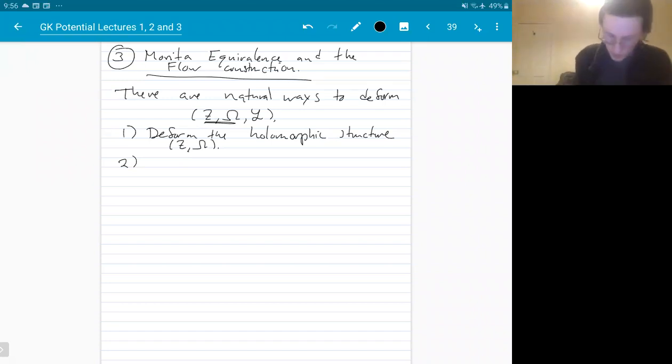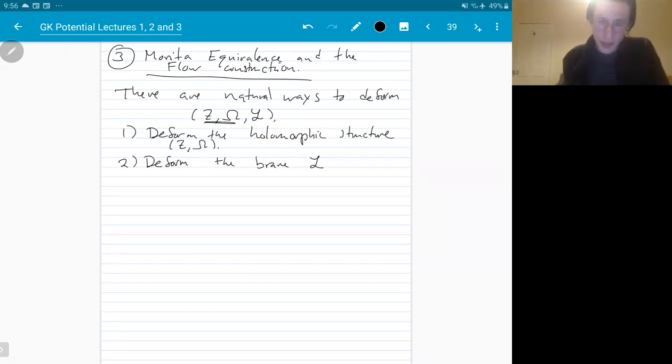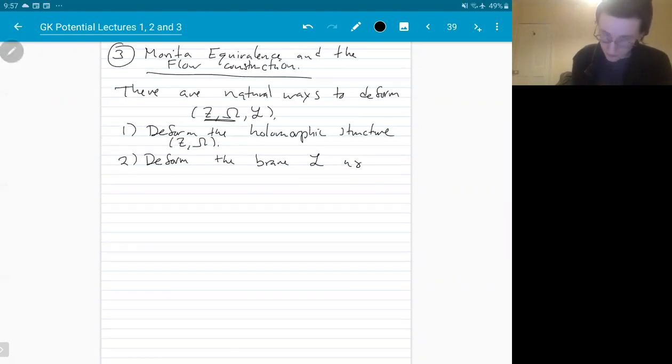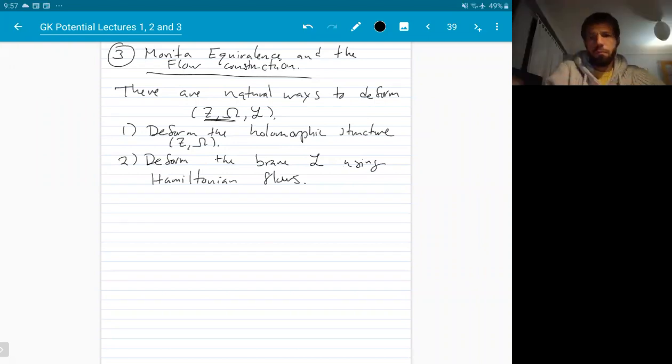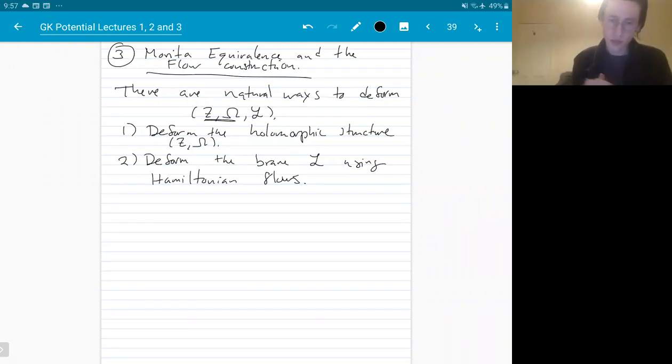The second thing that we could do is deform the brane L. A useful way to deform that, if we want to ensure that it remains a brane bisection, is to deform it using a Hamiltonian flow. So we can deform the brane L using Hamiltonian flows. And these types of deformations give rise to the flow construction.